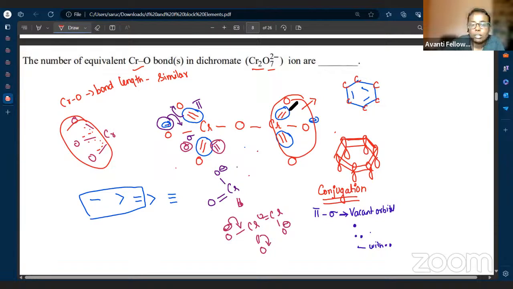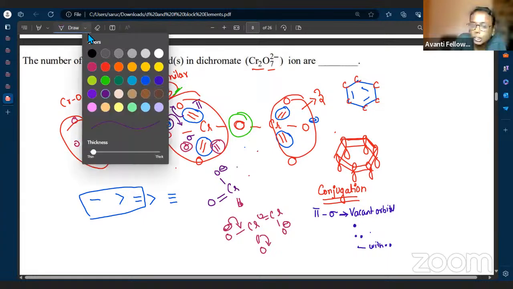So can I say the equivalent Cr-O bonds are 3 over here and 3 over here? Does the resonance happen in the oxygen present in the middle? No. So the number of equivalent Cr-O bonds in the dichromate ion is 3 and 3, so the answer is going to be 6. Very good, Rohit. The answer is 6.